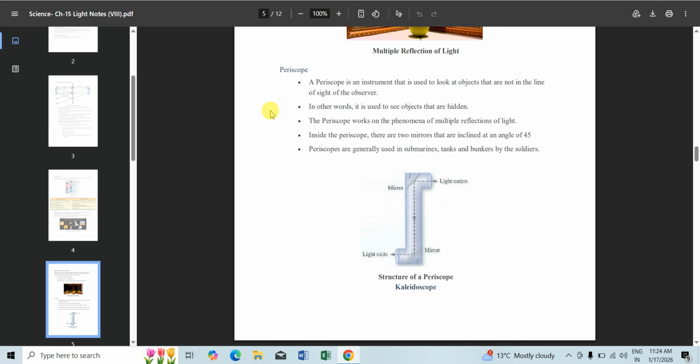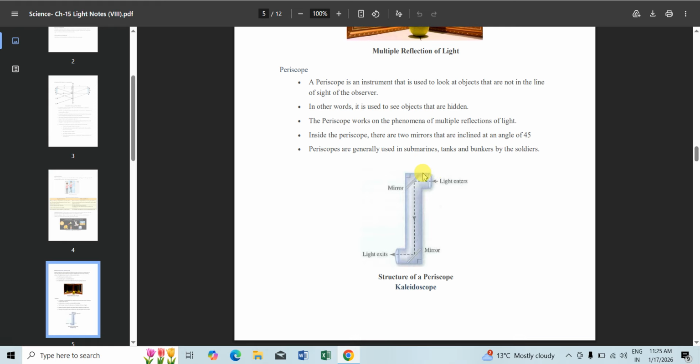So now periscope. A periscope is an instrument that is used to look at objects that are not in the line of sight of the observer. So in a submarine, there's an instrument which is called a periscope. It is like this Z shape. Okay. So it helps the person inside the submarine to see outside the water. The submarine is under the water, but this instrument helps the person see what's happening outside. Okay, so it's a very important instrument.